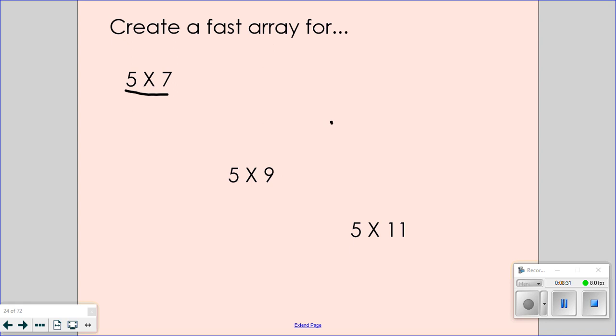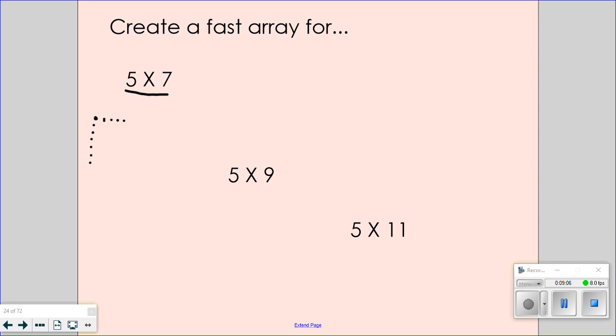Can you do it by the 5 groups of 7? Or under the 5 groups of 7? Alright, let's see what Ariana comes up with. Alright. Ariana, step sideways so we can see what you did.